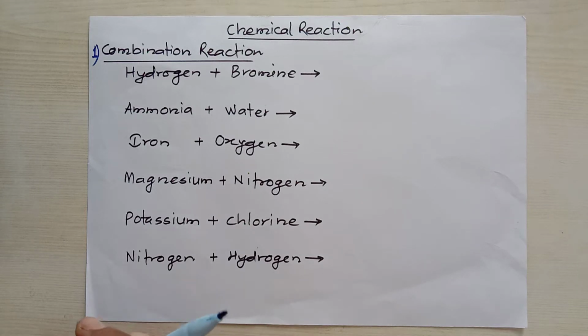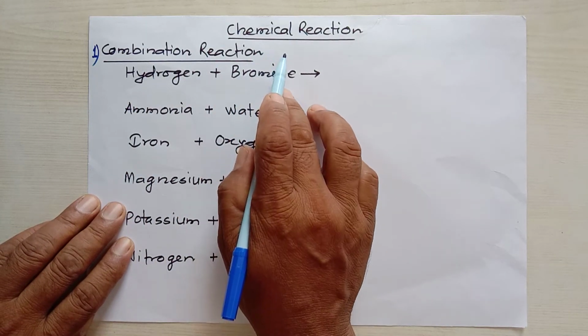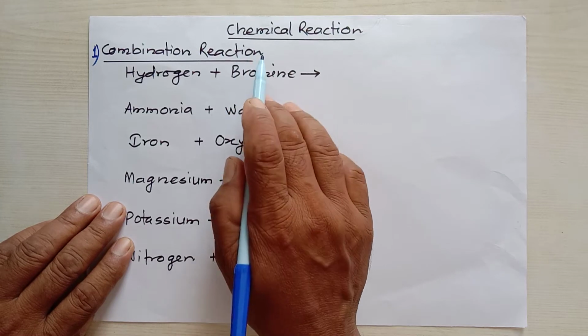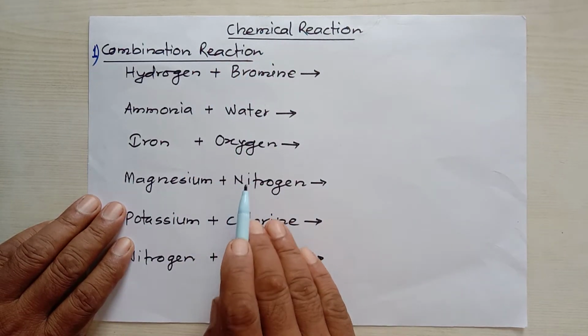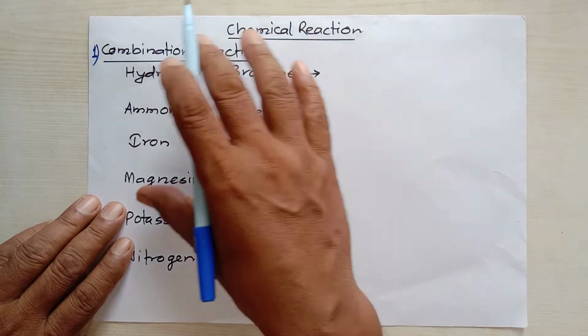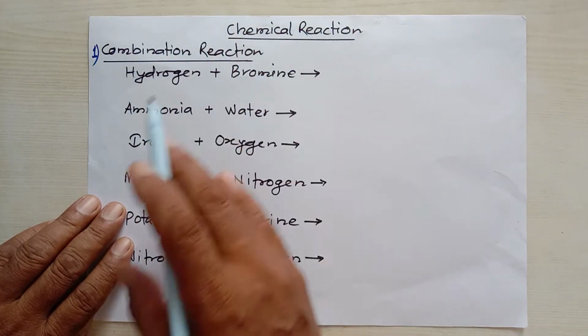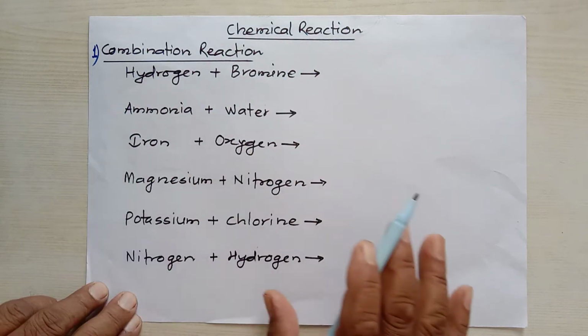What is a combination reaction? The chemical reaction in which two or more elements or compounds combine to form a single compound is called a combination reaction. And before writing this, all these are examples of combination reactions. I have taken just the left hand side only.